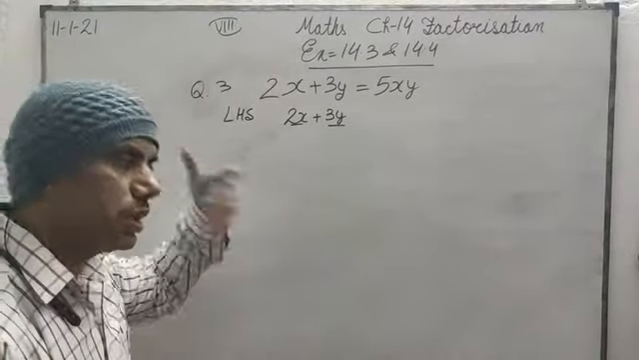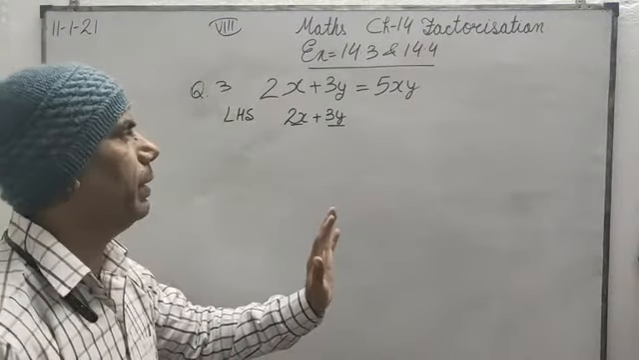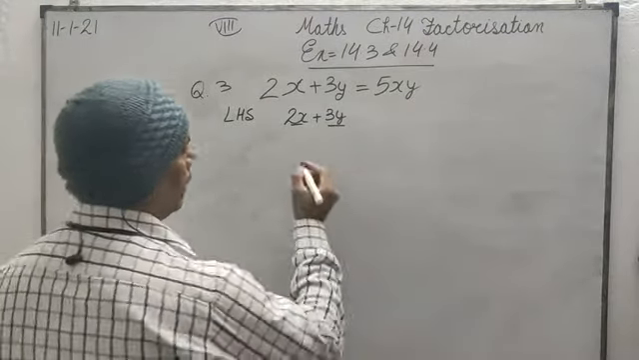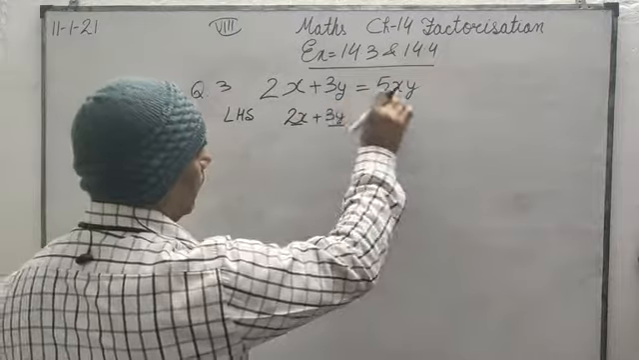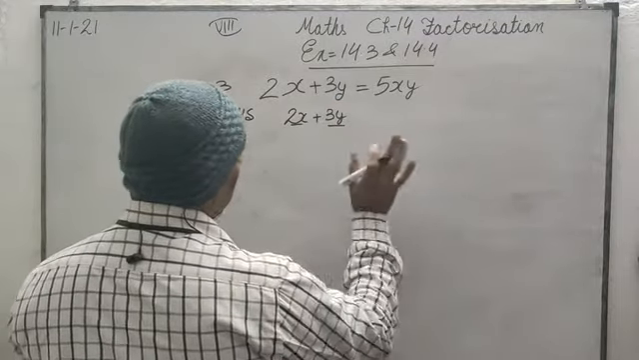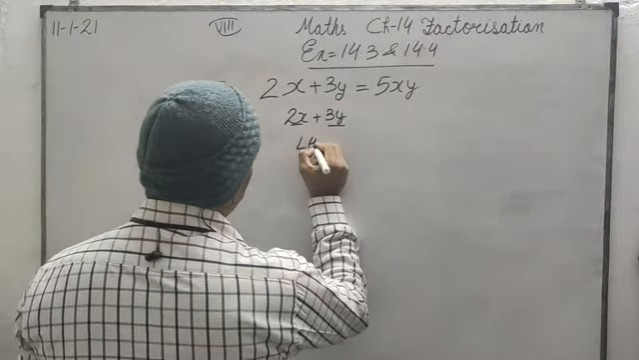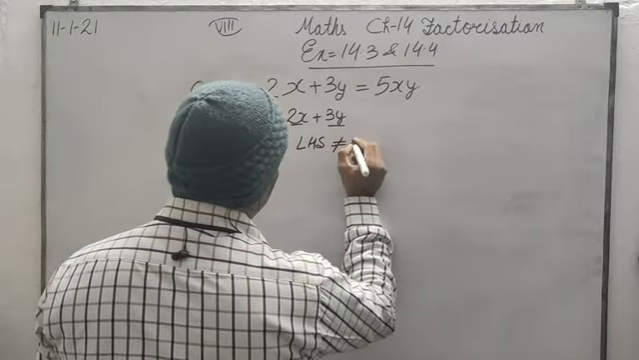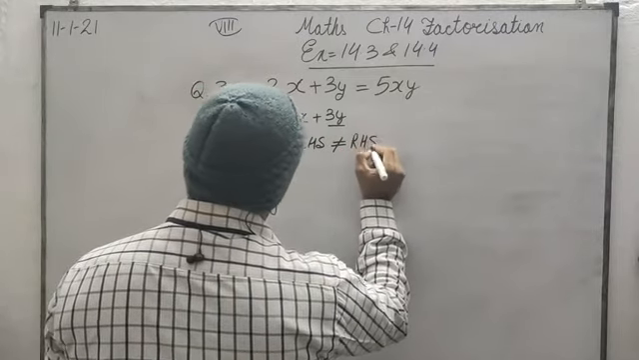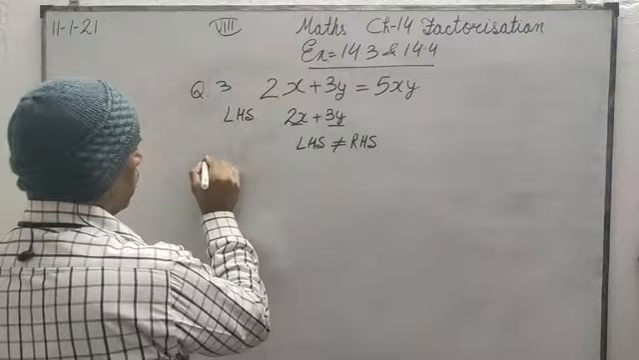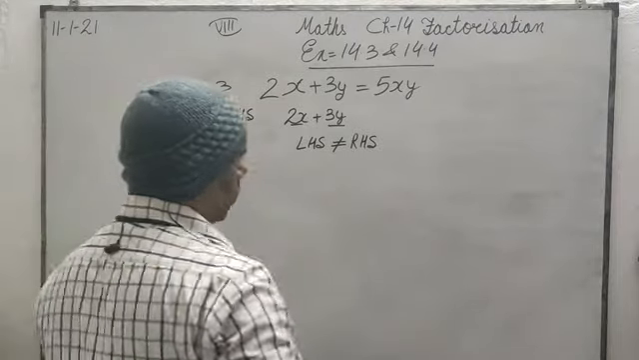The final answer is this only. 2x plus 3y can never be added. They can only be multiplied. So they are not multiplied, so 5xy will not be the answer. In addition, they cannot be added. So left hand side is not equal to right hand side, and this is the answer in itself. It cannot be solved any further. Question number 4.